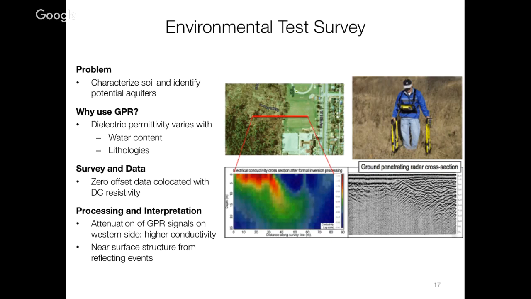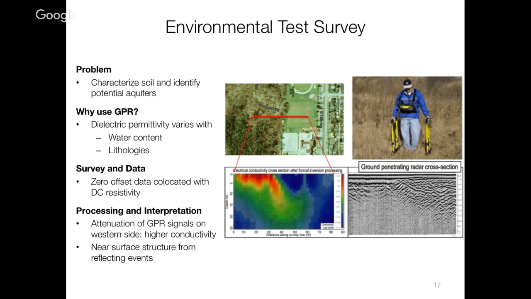It's because the radar signals attenuate as they go through anything that's conductive. So that's the curse of GPR. And probably one of the reasons that it's not maybe used very much in Denmark is because of the high conductivity at the near surface, but that really limits the penetration.